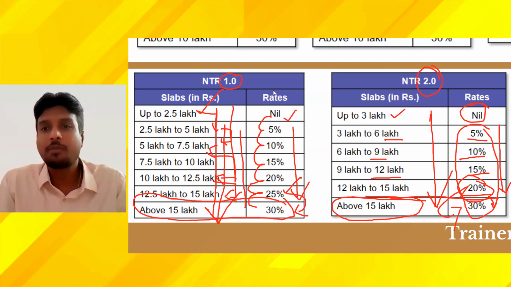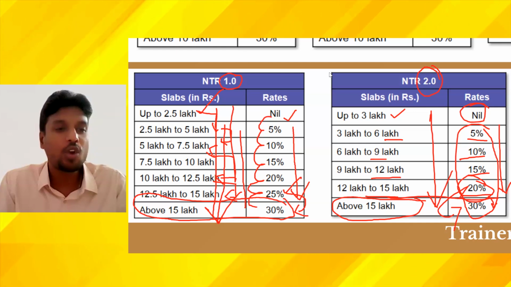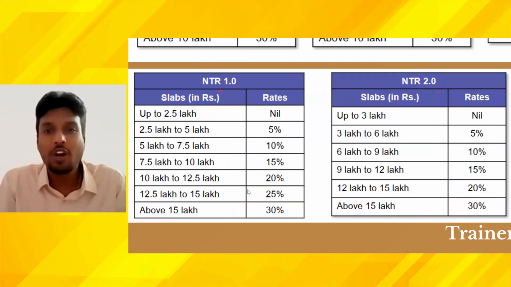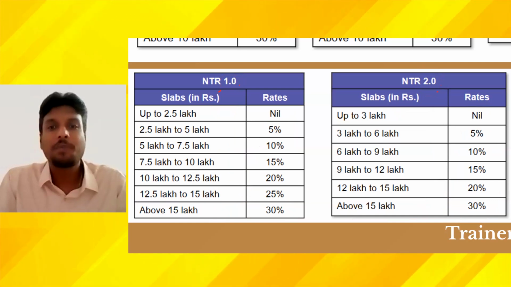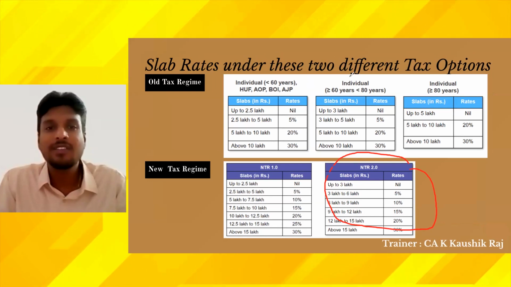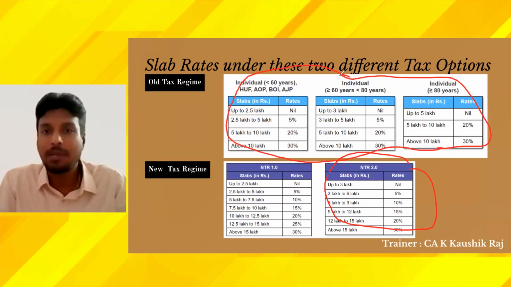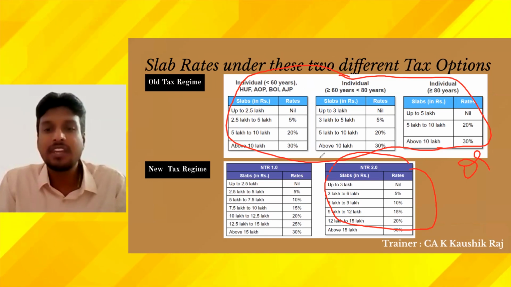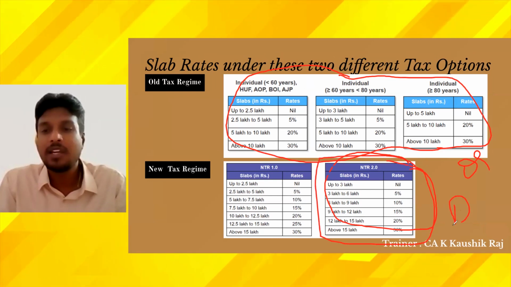So what we need to remember from now onwards is the new tax regime 2.0, which is applicable for financial year 23-24 onwards. Thereby new tax regime 2.0 is applicable. So this default regime, this tax rate will become the default.